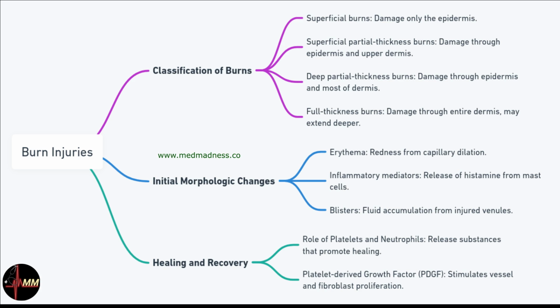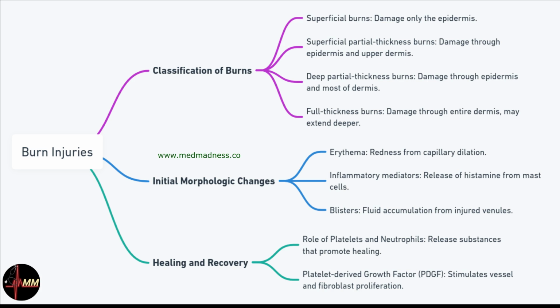Imagine you are in the emergency room when a 25-year-old woman comes in with a painful red area on her arm. She reports accidentally touching a hot pan 5 minutes ago. The affected area shows erythema that blanches with pressure and no blistering. What type of burn injury has she likely sustained? If you guessed a superficial burn, you're right. Now, let's explore why this is the case and delve deeper into the fascinating pathophysiology of burns.